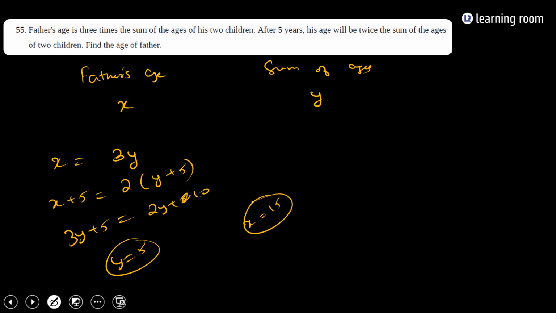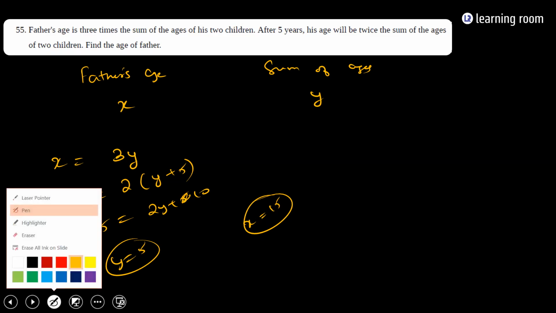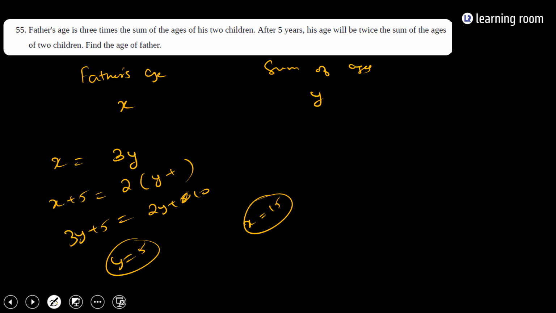Okay, leave it. It's a problem, that's it. Is there any mistake in the question? This is the sum of the ages is 5. X, the father's age, is 3 times the sum of the ages of his 2 children. Okay, x is equal to 3y. After 5 years, x plus 5 is equal to twice the sum of the ages of the 2 children. So shouldn't it be 3y plus 5? It should be 2y plus 10.